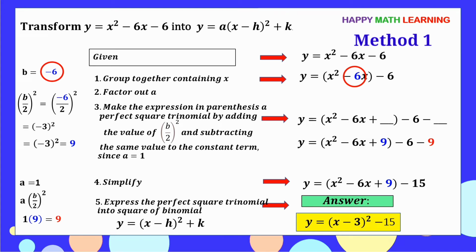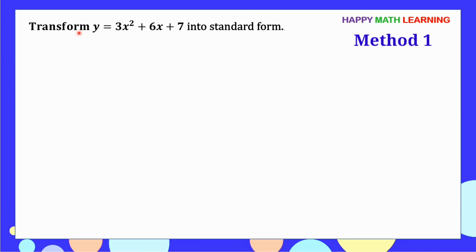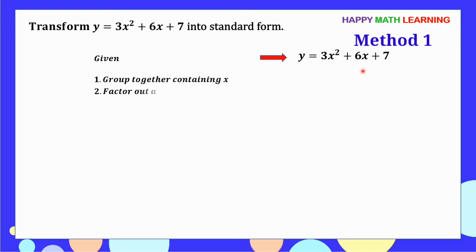Another example, transform y equals 3x squared plus 6x plus 7 into standard form. First, write the given y equals 3x squared plus 6x plus 7. First step, group together the terms containing x. Y equals the quantity of 3x squared plus 6x plus 7. Second step, factor out a.